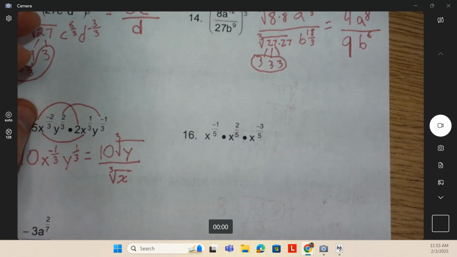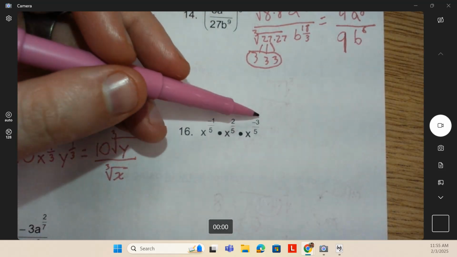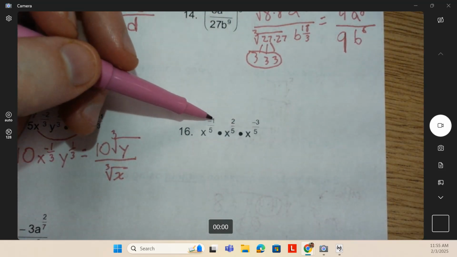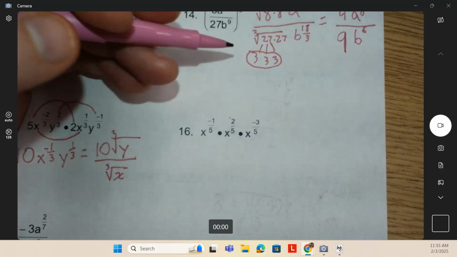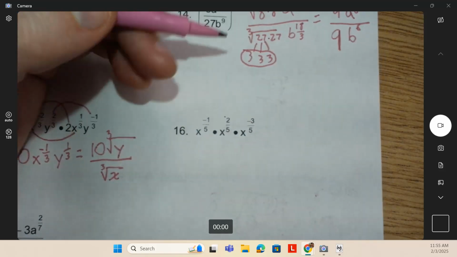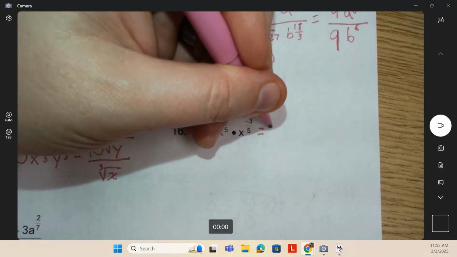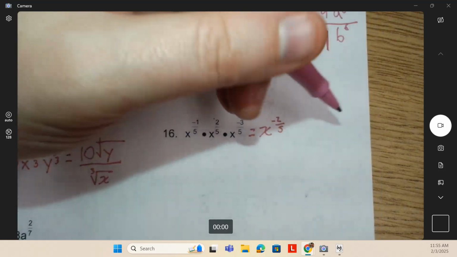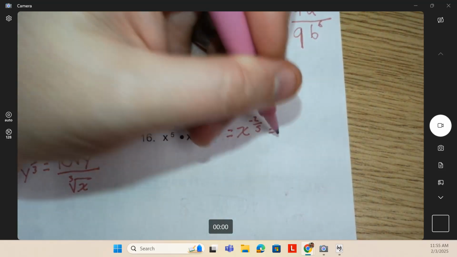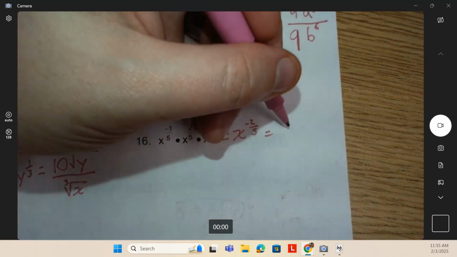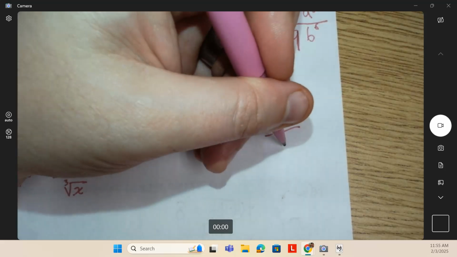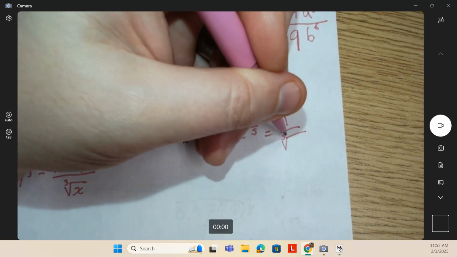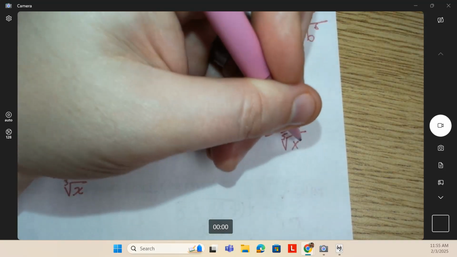Same thing on number 16. We're just adding exponents. I have negative 3, negative 4, negative 3, negative 2. So just combining all those together gives me x to the negative 2/5. So would simplify to be 1 over the fifth root of x squared.